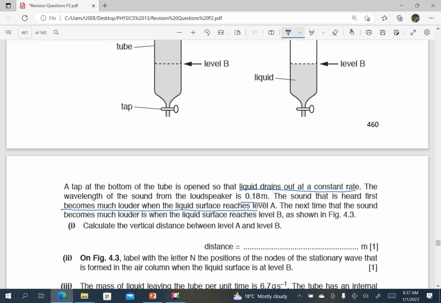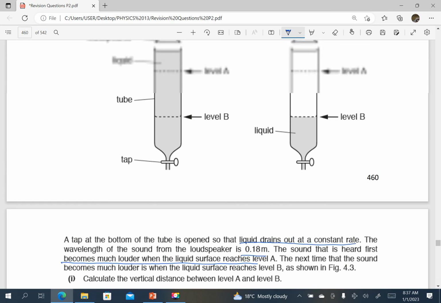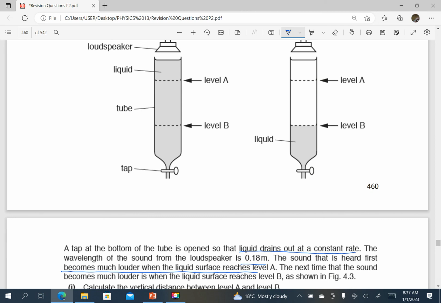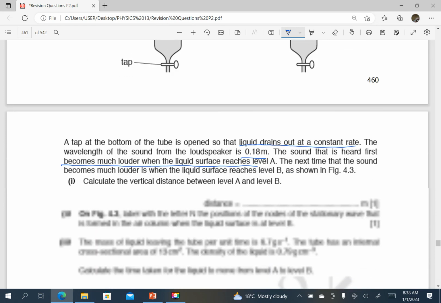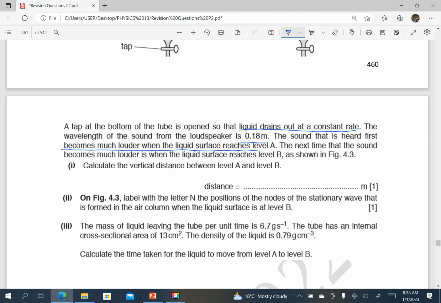The first resonance, or the first harmonic, at level A. So we have the first resonance at level A, so I will have something like that for reference. The next time that the sound becomes much louder is when the liquid surface level reaches level B. So that is the second harmonic.